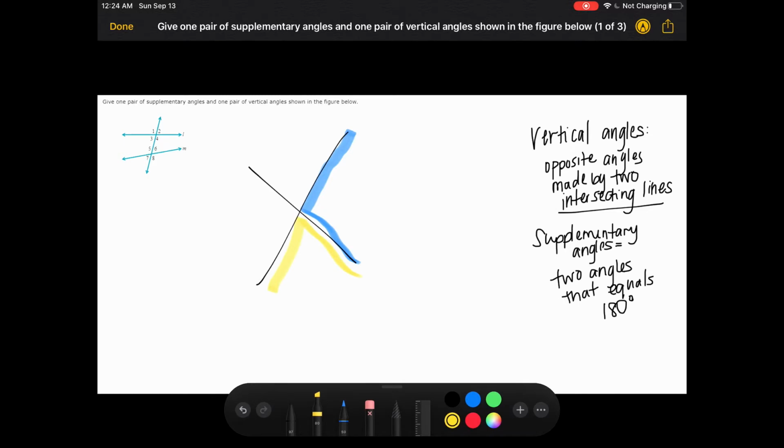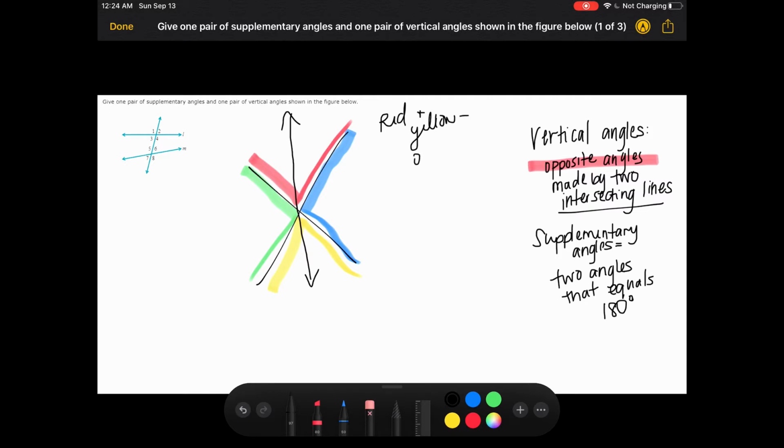So let's say that I have this angle, let's call that blue angle, yellow angle, green angle, and then my red angle. Opposite angles are angles that if you can draw a line through it and it goes through two angles, those are opposite angles. So the red angle and the yellow angle are opposite angles. And the green angle and the blue, I'm just putting G and B, are opposites.